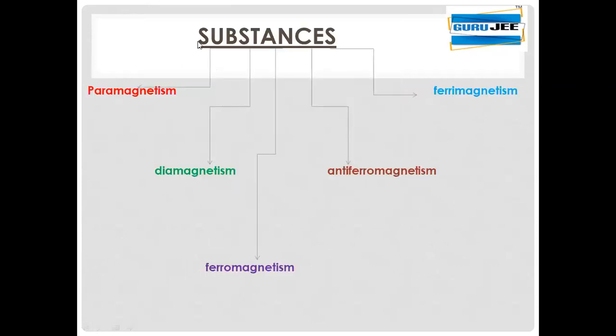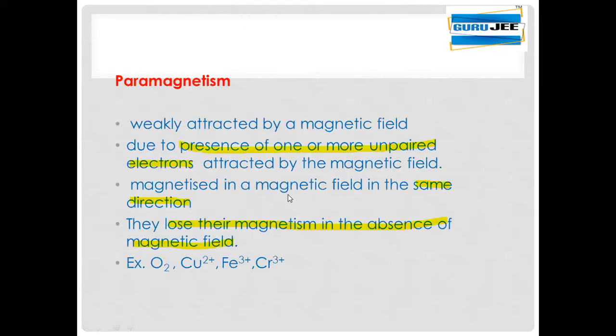Based on the magnetic properties, the substances can be classified into 5: paramagnetism, diamagnetism, ferromagnetism, antiferromagnetism, and ferrimagnetism. Paramagnetic substances, as the name indicates, contain 1 or more unpaired electrons. Due to these unpaired electrons, they can easily get magnetized by applying a magnetic field. If we remove the magnetic field, they lose their magnetic properties. It is the specialty of paramagnetism: it loses its magnetism in the absence of a magnetic field.